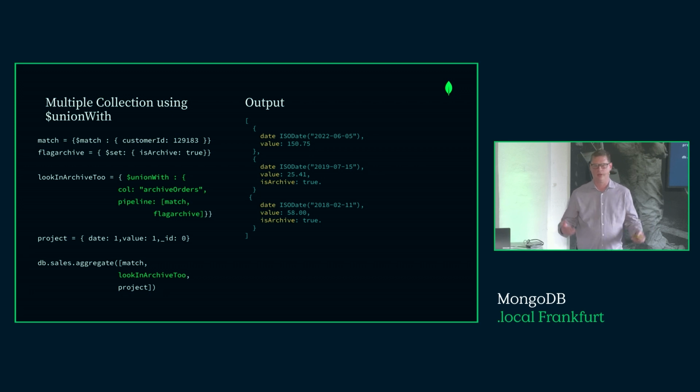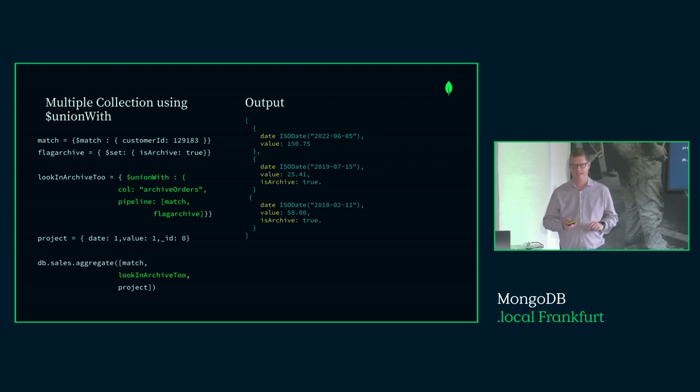So, here's how I would do multiple collections with $unionWith. Basically, I'm going to say, I want to find this customer ID, and I'm going to set this field flag archive to set is archive true. And then what I'm going to do is look in my archive database, $unionWith, collection is archive orders, and the query, and archive is true.